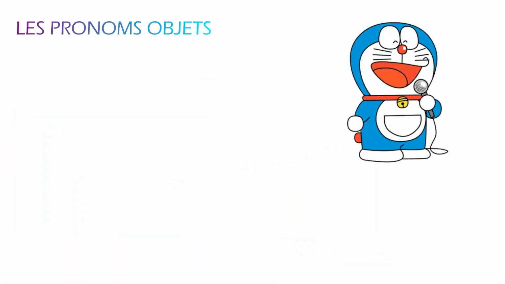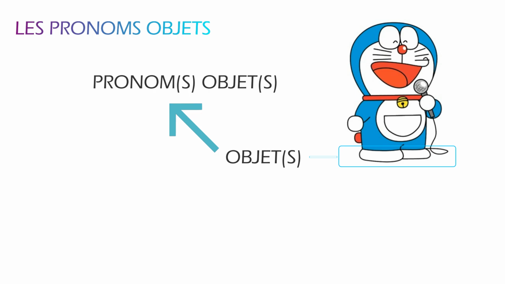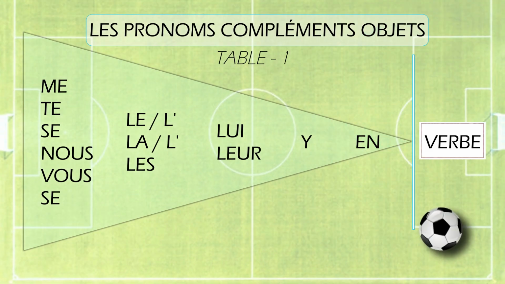Now finally we can learn object pronouns. What are the object pronouns? Remember, the limbs of Doraemon are like the objects of a sentence. The objects are always optional. The objects may or may not be present in a sentence. The pronouns which can be used to replace an object are called object pronouns. These are the object pronouns or pronom complément d'objet, or simply pronom objet in French.